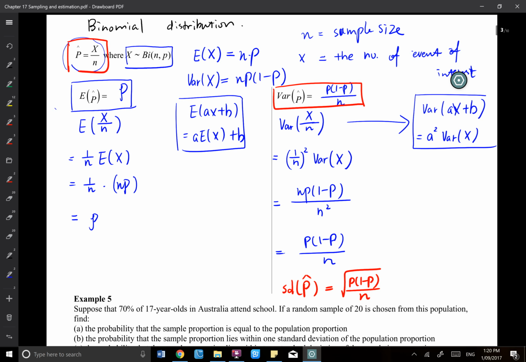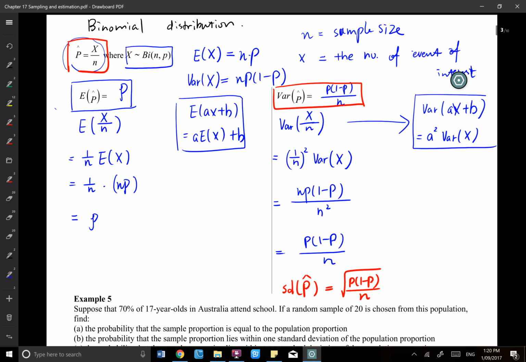Therefore, we get back to P hat. Okay, the red thing is very important. What is P hat? P hat is capital X divided by N. It's the number of X you have over the sample you have. The N is the sample, and X is what you're interested in, the number of females or the number of males. And also you know that X is binomially distributed.